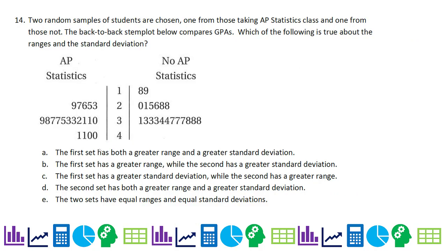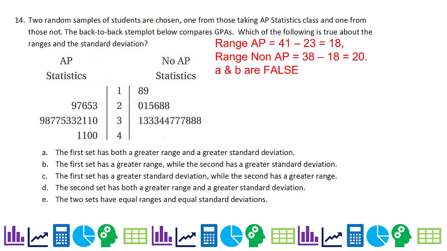Last but not least, problem 14. 2 random samples of students are chosen, one from those taking AP stats classes and one from those not. The back-to-back stem plot below compares GPAs. Which of the following is true about the ranges and the standard deviation?